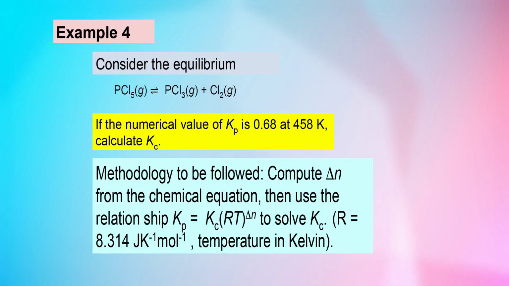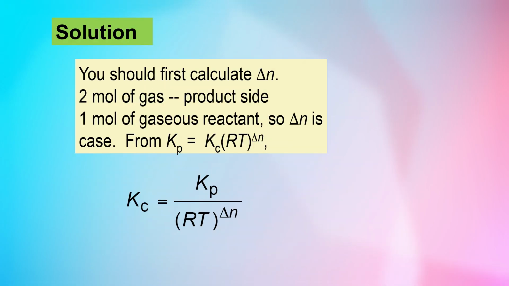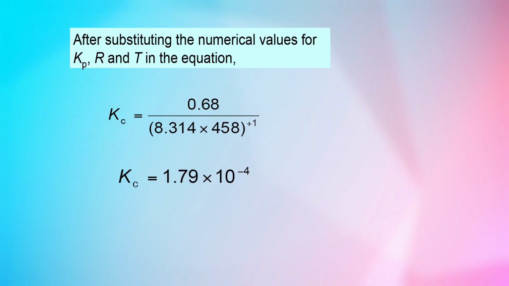Similarly, if we see this PCl5 and you have to calculate Kc, the Kp is given. So, this is the relation Kp equal to Kc (RT) to the power delta n, and this is the solution you have to give. You have to find out the Kc. So, Kc equals Kp by (RT) to the power delta n, and if you substitute the numerical values, you will get the value of Kc.